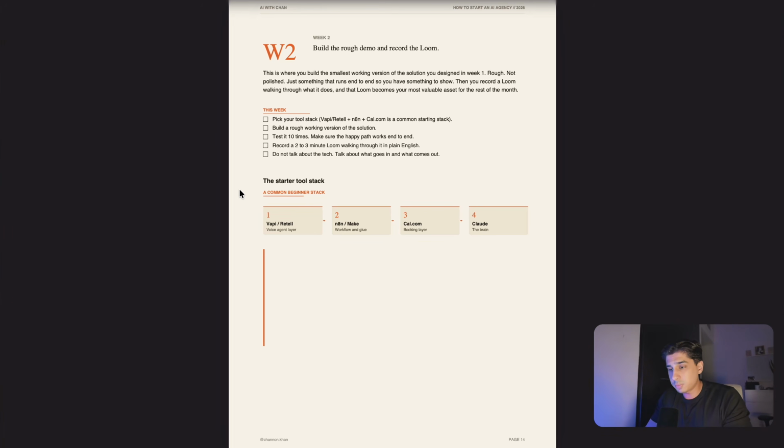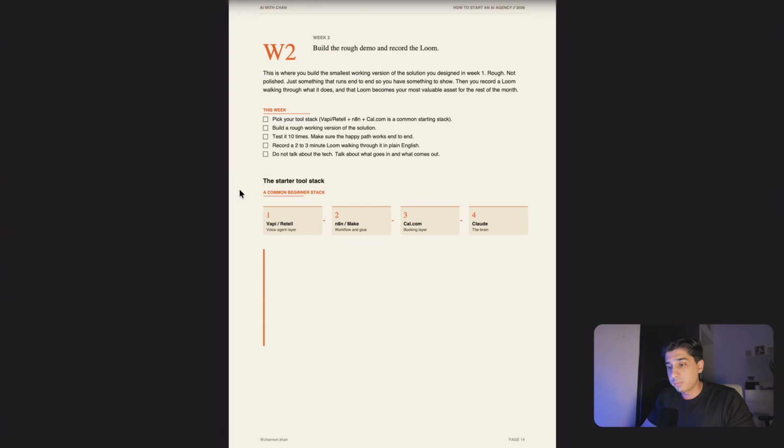I've just given some examples here, but you can always change this around based on what your solution is. But Zapier, Retell, plus n8n plus Cal.com is a common tech stack. And the reason why is Retell is a voice agent, n8n is a workflow builder, Cal.com is basically a booking system. So super simple, right?